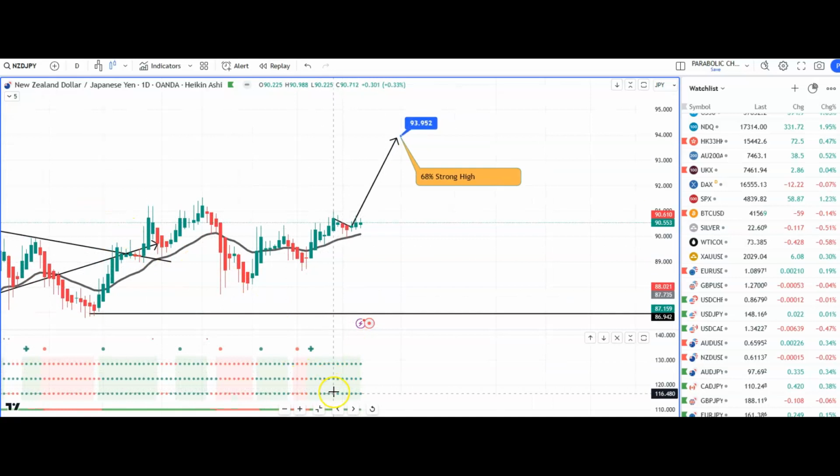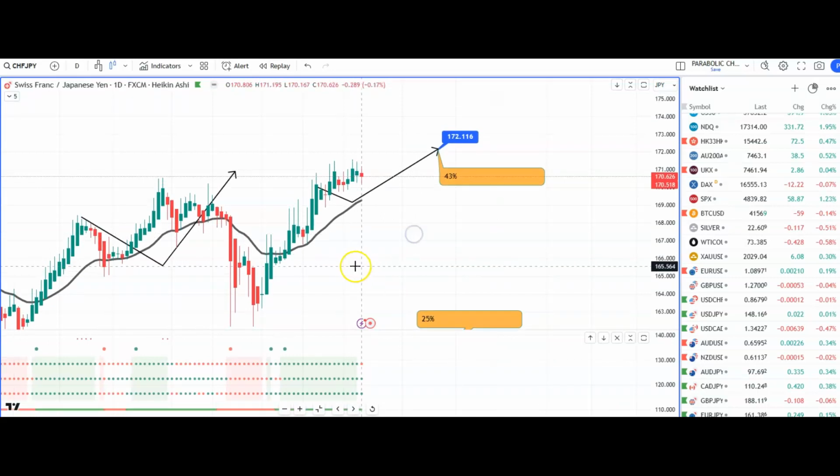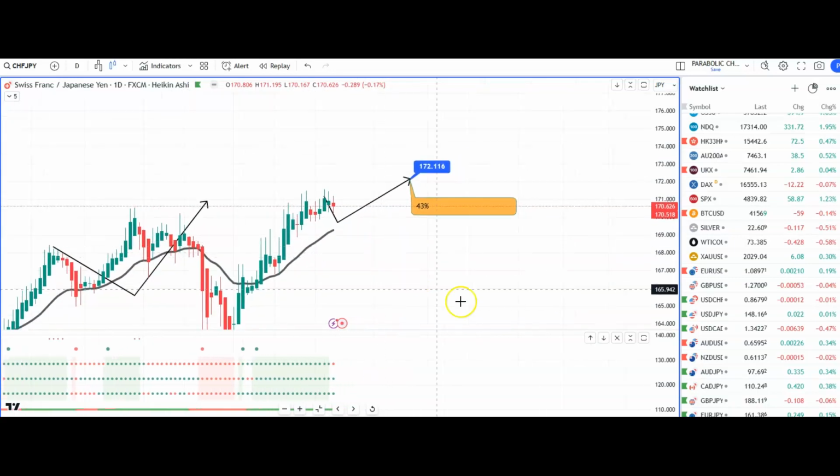So all the buys are in above the 50 EMA, and a strong high 93.95 is this week's target. Swiss yen hesitating a little bit, so any kind of pullback into the support, into liquidity, going to 172.11.